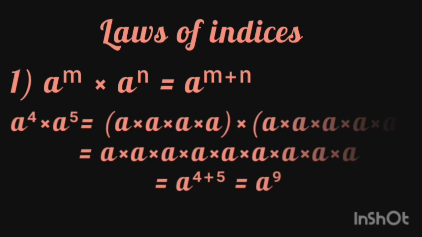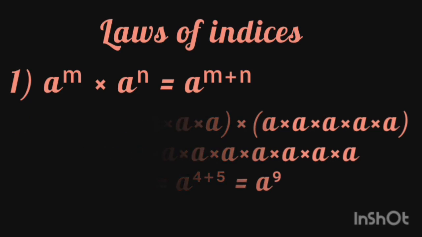For example, if you have a raised to the power 4 times a raised to the power 5, a raised to the power 4 is simply a multiplied by itself 4 times, and a raised to the power 5 is a multiplied by itself 5 times. So if you count all of them, it is a raised to the power 9, but instead of multiplying it all out, you just add the powers 4 plus 5 and you get a raised to the power 9.